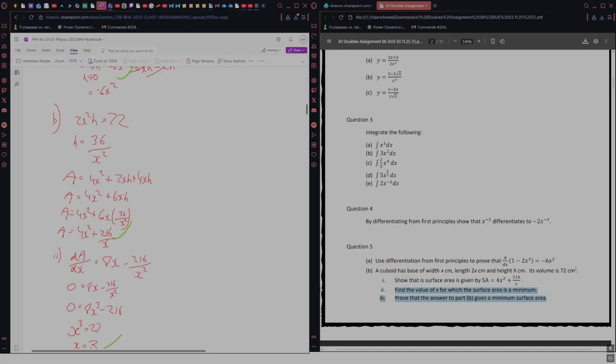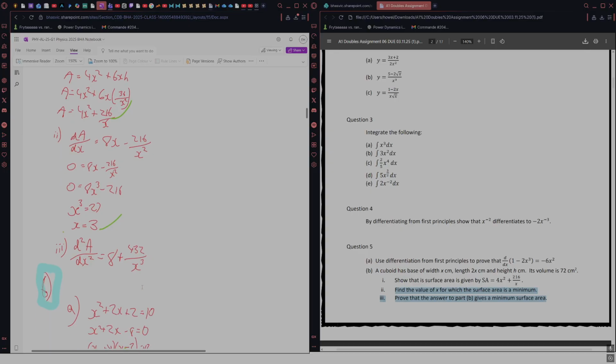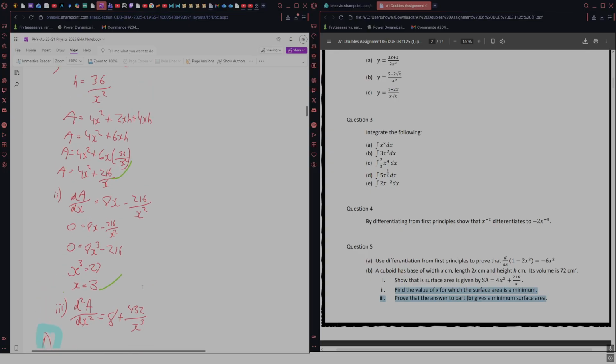And then prove that it's a minimum. This is the double derivative, obviously. What have I done here? You're supposed to substitute the value back in, but I've just not done it here. You're supposed to substitute it back in, it will be greater than 0, and because it's greater than 0, it will give you a minimum.